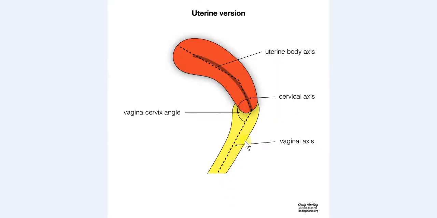Normally there are two axes: the long axis of the vagina and that of the uterus. This is the body of the uterus, this is the cervix, and this is the vagina. When the long axis of the uterus or cervix makes an angle with the long axis of the vagina, this is called anteversion, about 90 degrees. When the uterus bends on itself along its long axis, this is called anteflexion, about 120 degrees. This is the anteversion angle and this is the anteflexion angle.